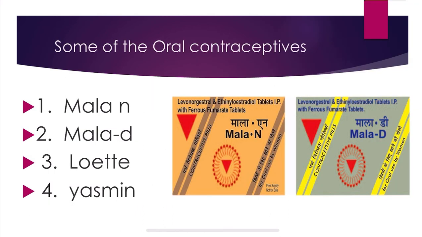Some of the commonly used oral contraceptives in India are Mala N, Mala D, Lot and Yasmin. So guys, what are the commonly used oral contraceptives? They are Mala N and Mala D, Lot and Yasmin. You can remember Mala N, Mala D, Yasmin and Lot.